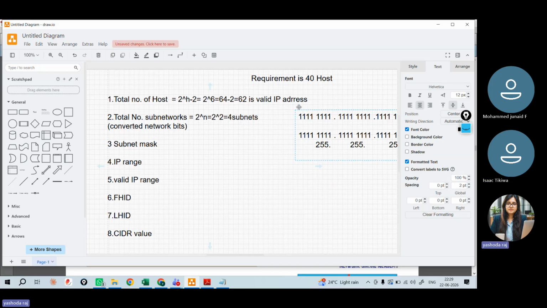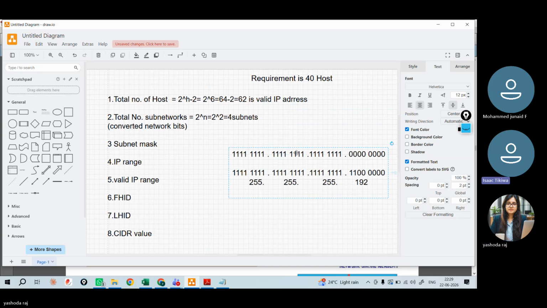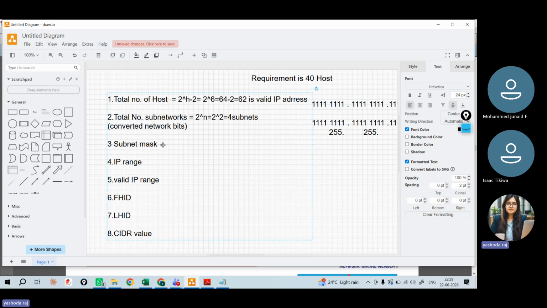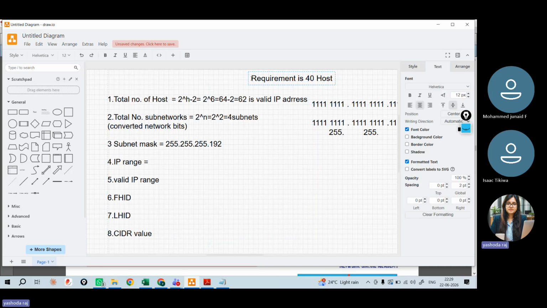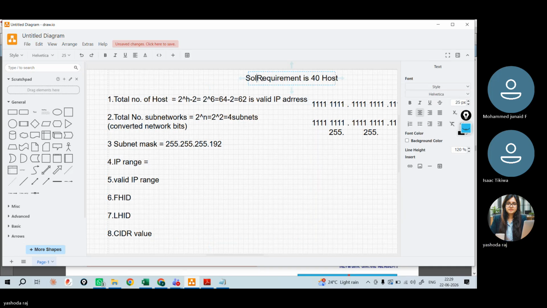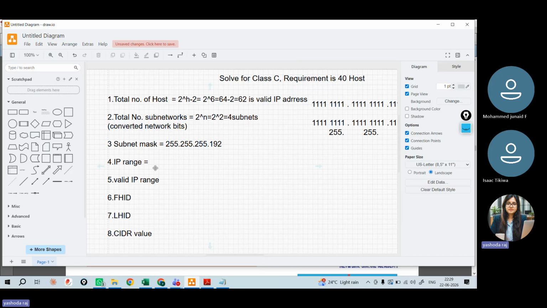Are you following? Yeah, I'm following. Yeah, you can write. So now what is the subnet mask for this? 255.255.255.192. And I have to write the IP range now. So how to write the IP range? Solve for class C. Requirement is 40 host. Okay. So how to write the IP range? IP range I have to write.